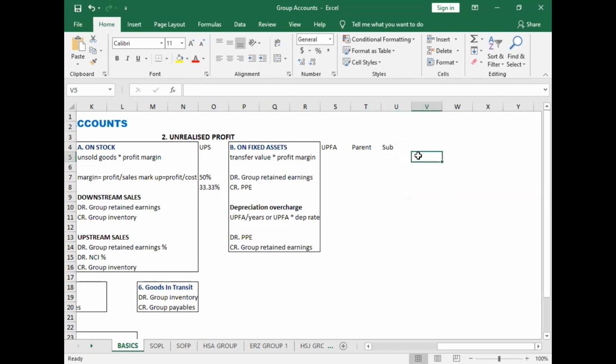Remember, our PPE account, we always take parent plus subsidiary. So remember, this is profit. If the asset was sold at a profit, we also included the profit in our PPE. So the first thing we do, we will less it from PPE by crediting PPE and debiting group retained earnings. And I've told you group retained earnings is more or less the income statement.